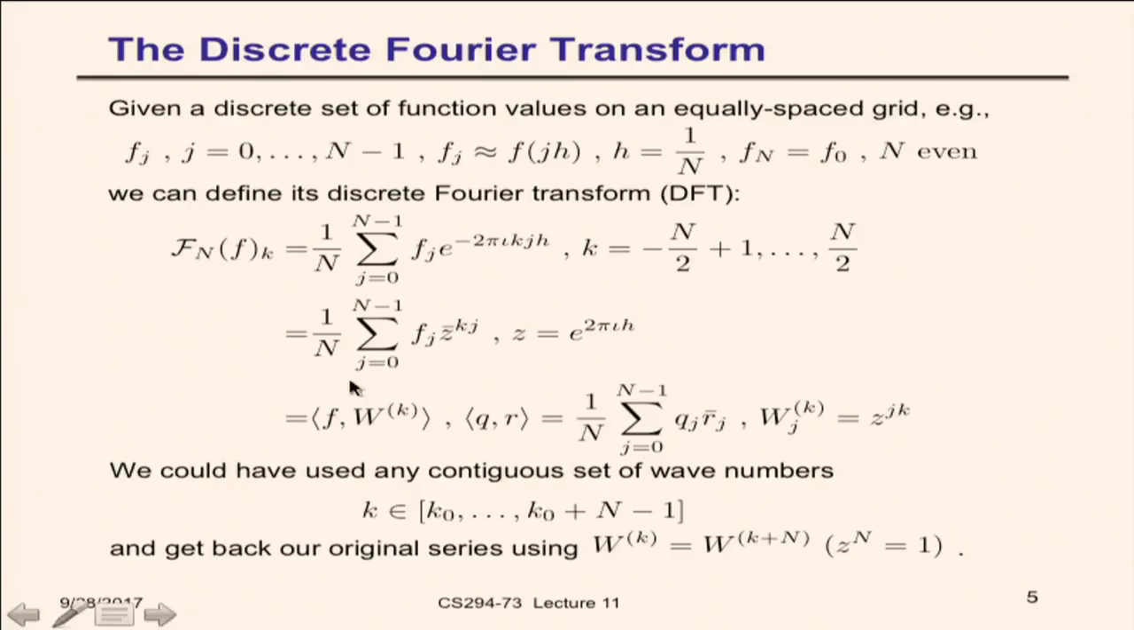So you can think of this as doing an expansion in terms of w_k's. Well, I have to justify that statement. We could have used any contiguous set of wave numbers, k goes from k0 to k0 plus n minus 1, but you have the same answer encoded in that. And the reason is that w_k is equal to w of k plus n, and that's because z to the n is equal to 1. So there are lots of ways you can shift around your discrete expansions for convenience sake. And we will do that shortly.